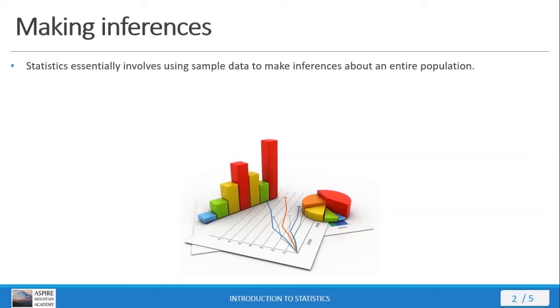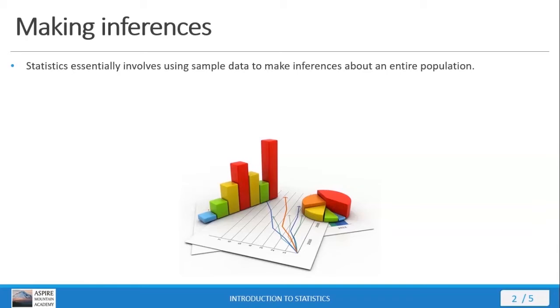Now, as we discussed in previous lectures, statistics essentially involves using sample data to make inferences about an entire population. We don't want to get data from every member of the population. That's just too costly. What we want to do is get data from just a portion of the population, and that portion is what we call a sample.